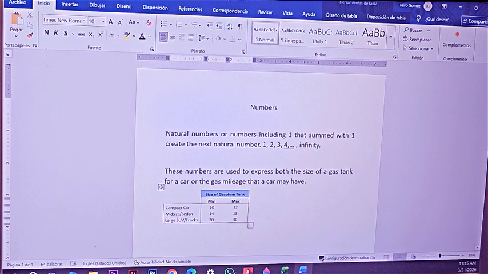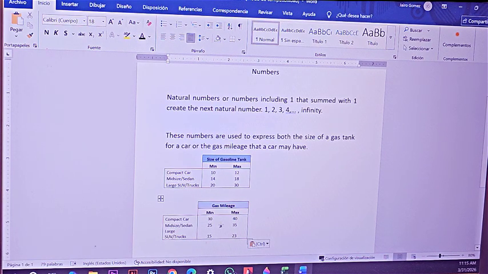So you might be now asking yourself, so what's the gas mileage for these? Well, I'll also provide that. That would be, for compact cars, it has a gas mileage of 30 miles per gallon up to 40. For the mid-size sedan, it's 25 to 35. And the large SUV trucks, it's 15 to 23. So you can tell that the gas mileage for a compact car is much better than for a large SUV truck. However, the large SUV truck has a larger gasoline tank in comparison to the compact car.